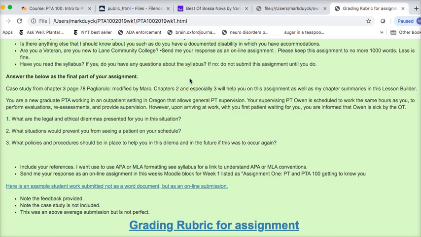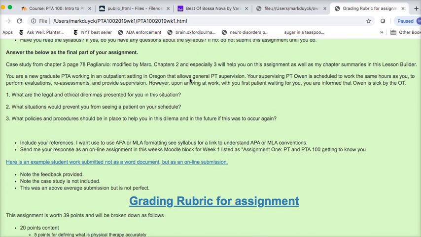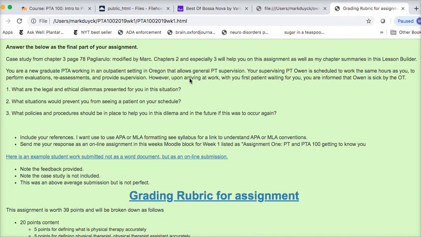Have you read the syllabus? Do you have any questions about the syllabus? That's important. Then you have some case studies on page 78, where you are just going to look at some of the ethical dilemmas. I'm not expecting you to write a huge long paper about this, but just to get a taste for what you learn from the reading. Are you on the right track? I'm not expecting you to be entry-level PTAs in your answers, because you're not. You're beginning a new career.